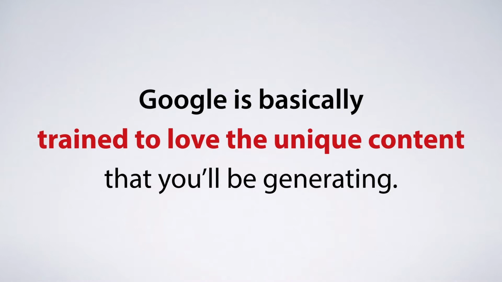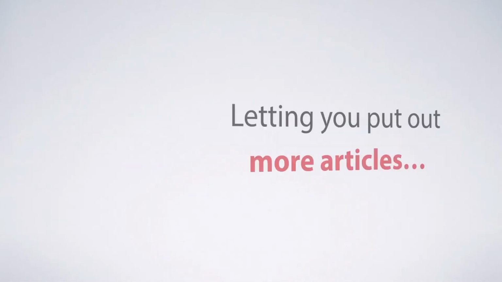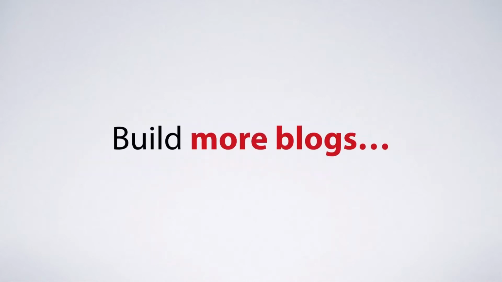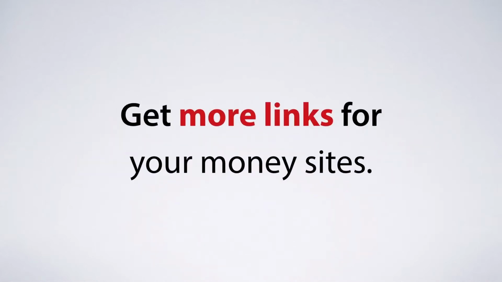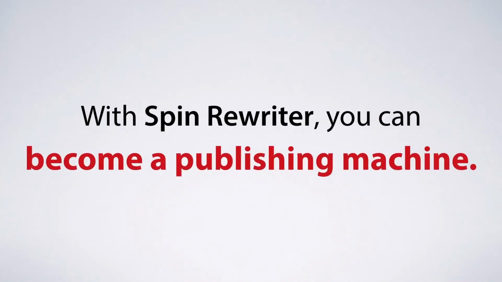Our ENL Semantic Spinning technology also guarantees that when Spin Rewriter makes suggestions, it's far more accurate, saving you far more time, letting you put out more articles, build more blogs, and get more links for your money sites. With other spinners, you can do a few articles every day. With Spin Rewriter, you can become a publishing machine. And all of this is important because if you want to get really profitable rankings, you're going to need a lot of blogs and a lot of links, which means you're going to need almost unlimited content. With Spin Rewriter, you can generate as much unique content as you need, and you can do it in seconds.